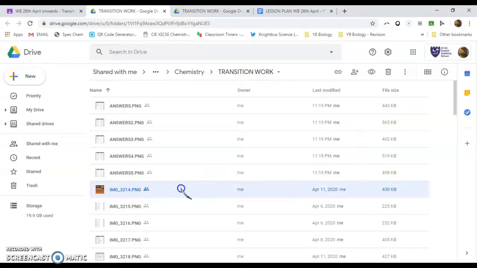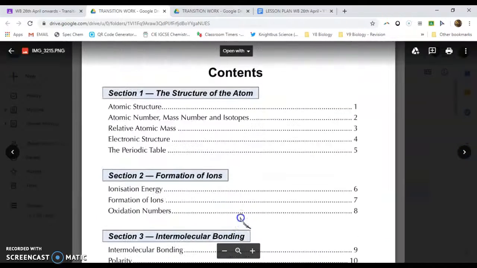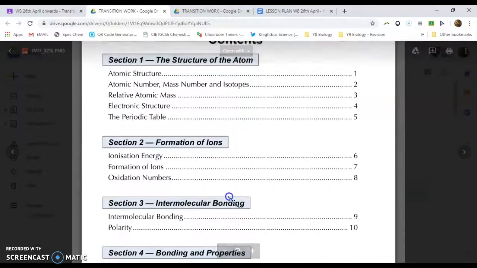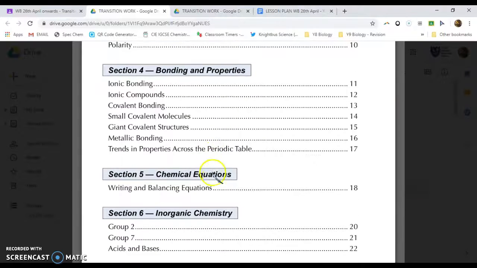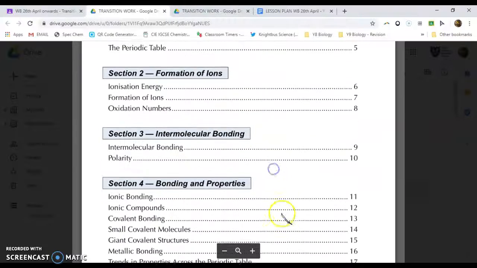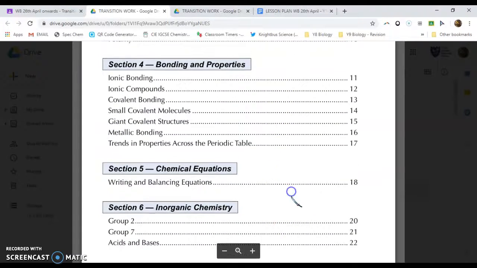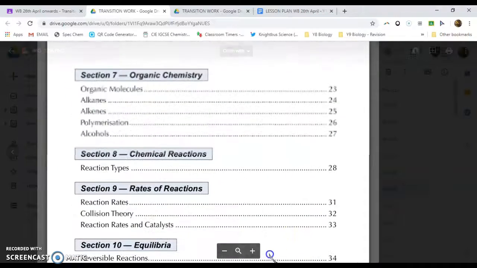So once you do that, you can flick forward and you can see the different contents, and what I'd like you to do is pick one of these. Now this is assuming that you have done your submission. So what I need you to do is get one of these, and I'd also like you to pick one of these.